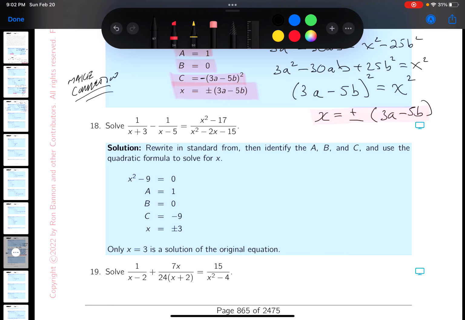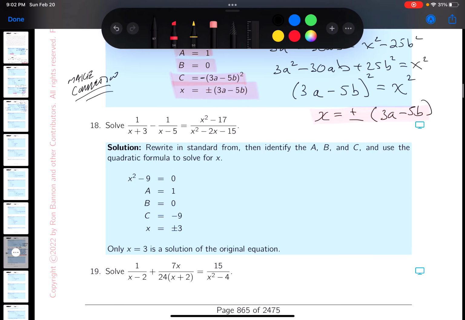Again, I would recommend multiplying both sides by the LCD. And to do that, you're going to do this as a factorization. And that factorization is x, 3, 5, minus, plus. Fairly simple. So what do you get? 1 times x minus 5 minus 1 times x plus 3 equals x squared minus 17.